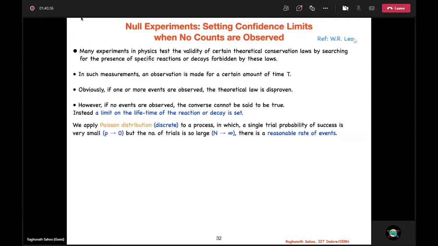Now we apply Poissonian statistics, because it is a discrete process and a mean value is expected. Again, I should remind you about the Poissonian distribution. The probability of success in a single trial is very small, P goes to almost 0, but the number of trials n is so large, going to infinity, that there is a reasonable event rate. That is the rationale of the Poissonian distribution.